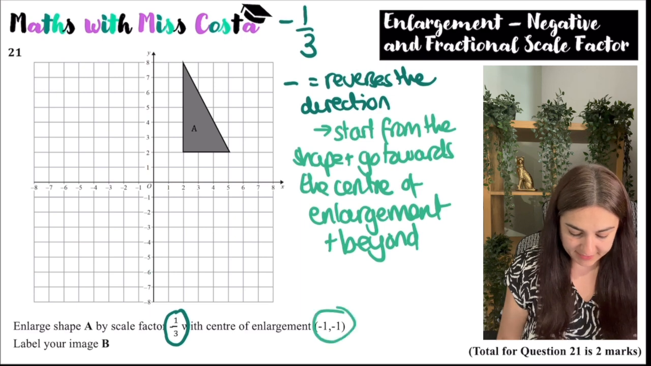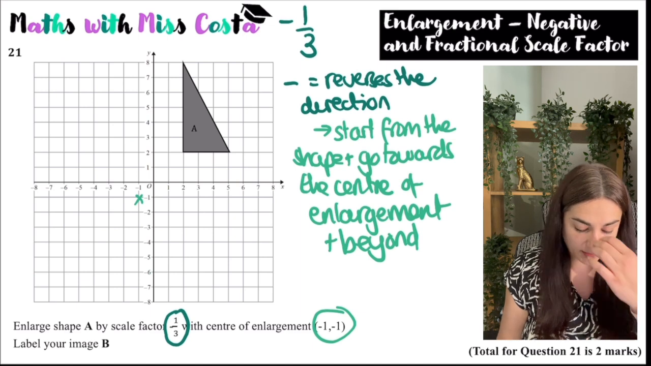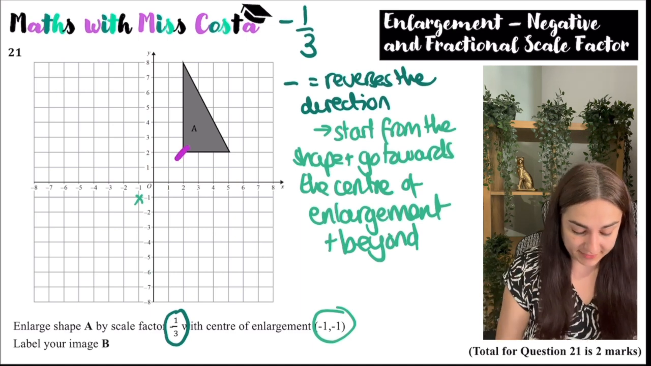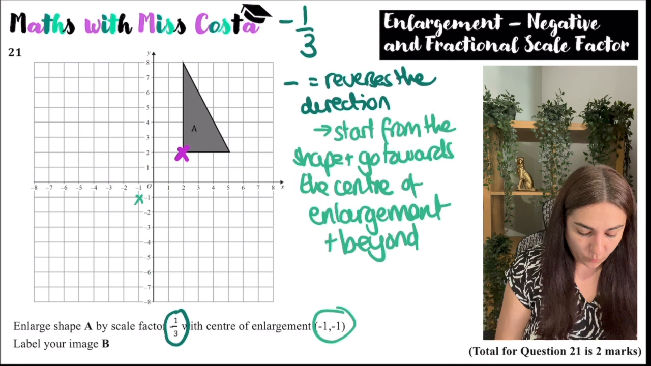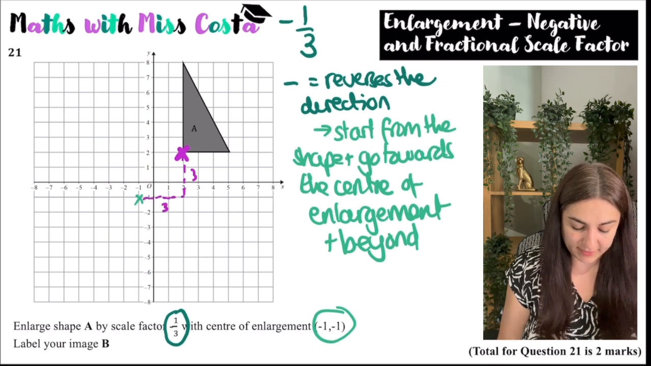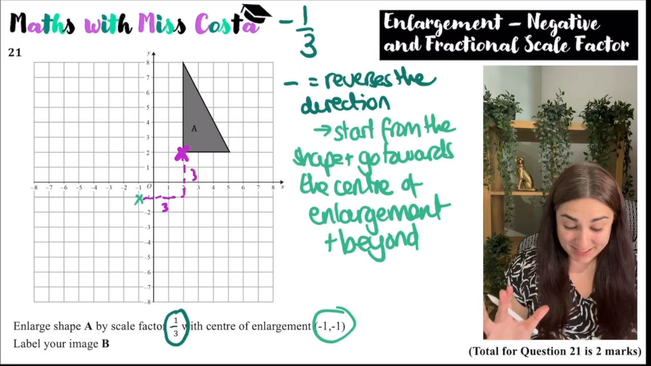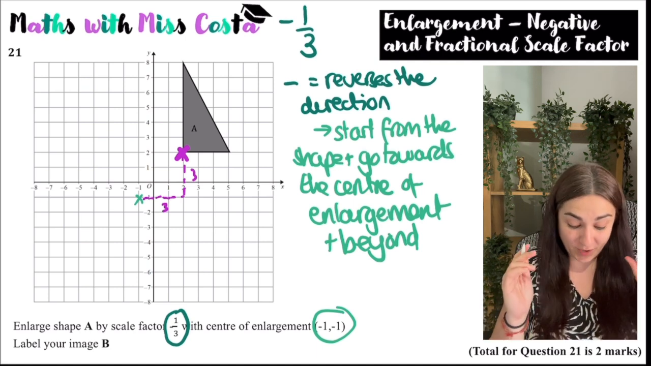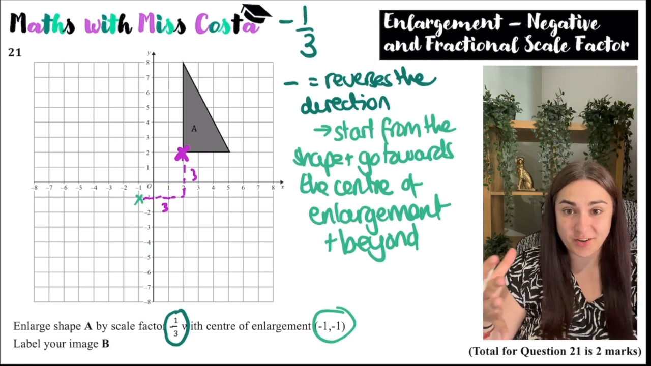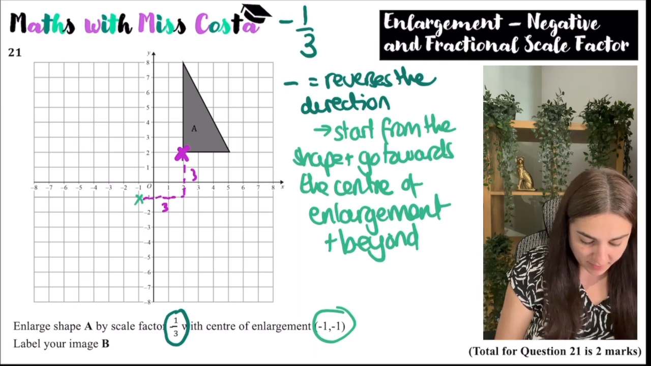So let's first plot our centre of enlargement, -1, -1 over here. And what I want to do is think to myself, okay, I've got 3 vertices, 3 corners of this shape. So let's start with this corner. What am I doing to get to the centre of enlargement? Well, I'm going from 2 to -1, so I'm going 3 down and 3 across. So what I'm going to do, because it's a third, you do whatever your distance is from your point, you multiply that by the scale factor. In this case, it's a third. 3 times a third is 1. So I'm going to go down and across 1 and plot that point there.